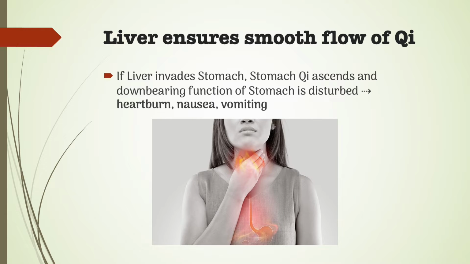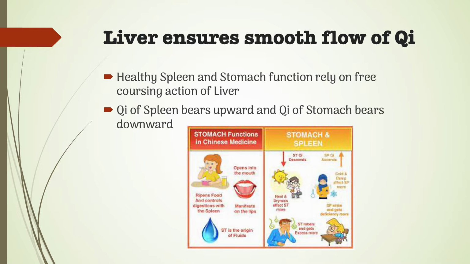If liver invades the stomach, stomach qi ascends and the down-bearing function of the stomach is disturbed, resulting in heartburn, nausea, vomiting. Healthy spleen and stomach function rely on the free coursing action of the liver. Qi of the spleen bears upward and qi of the stomach bears downward.